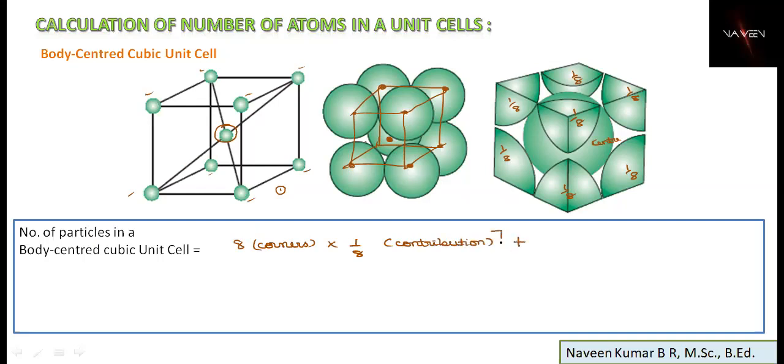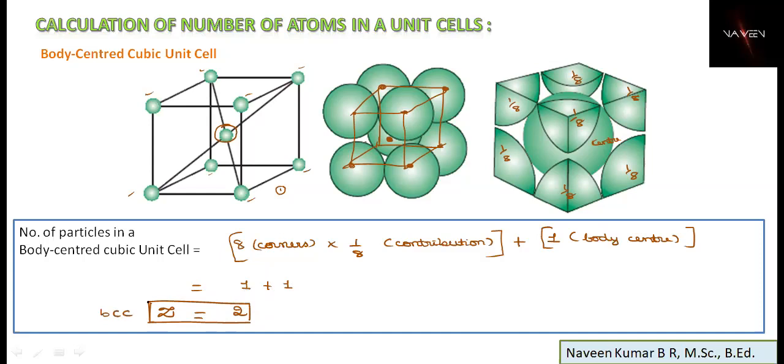Along with that, there is an additional particle seen in the body center. So that is 1, which is seen at the body center of a unit cell. Hence, the particle calculation will be 8 into 1 by 8 is 1, and 1 present at the center of the unit cell which belongs only to that unit cell, so the Z value for BCC is going to be 2. Number of particles present per body centered unit cell, Z, will be equal to 2.